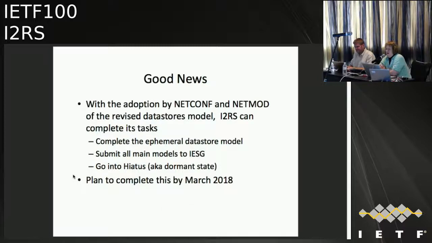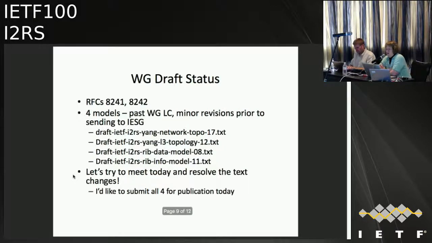The good news, and Kent's here, is that with the adoption of NETCONF and NETMOD, of the revised data store models and everything, I2RS can complete its task. We have to complete the ephemeral data store model and submit all models to the IESG and then go into a hiatus. We hope to do this by March. Our models are the two topology drafts, which are handling editorial nits, and the RIB data model, which their authors tell me they're doing the same thing. I've got a couple questions for them.